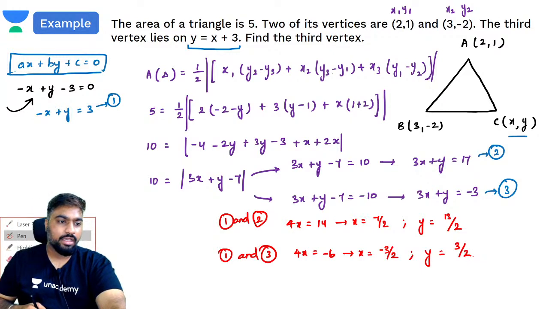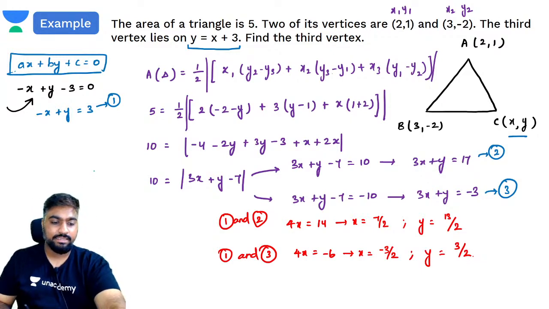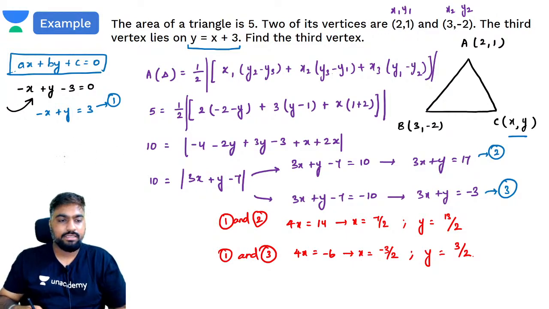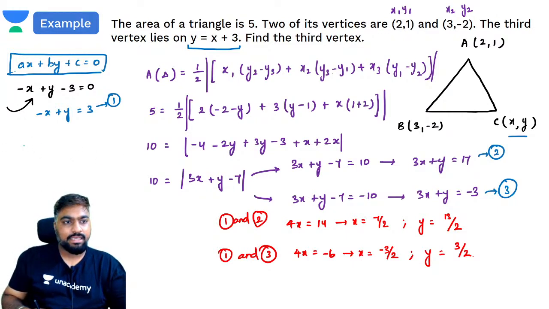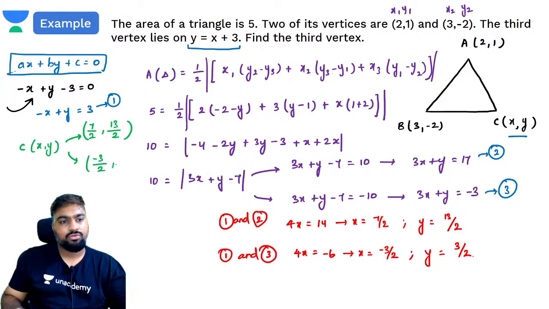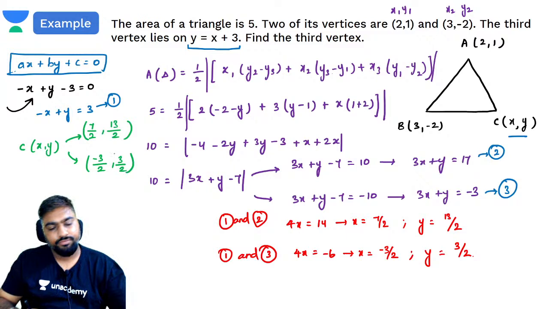तो अपने क्या हो गए? दो वर्टिसेस, पॉसिबल वर्टिसेस, राइट. पॉसिबल वर्टिसेस विल बी व्हाट? पॉइंट C, थर्ड वर्टेक्स, दैट इज x, y could either be 7/2, 13/2, or it could also be -3/2, 3/2.